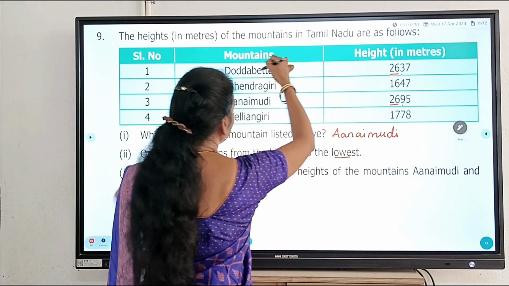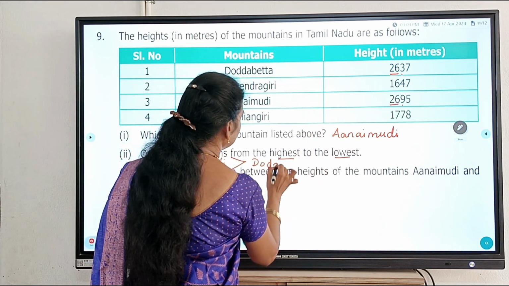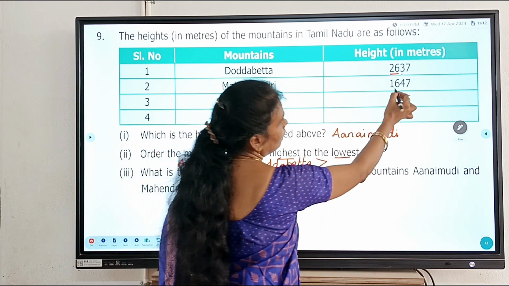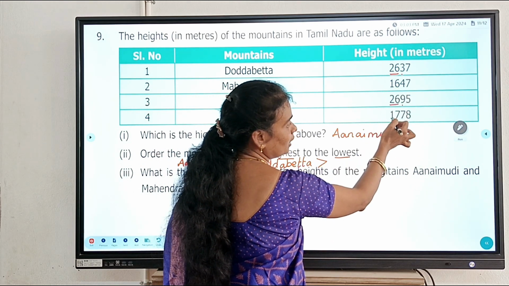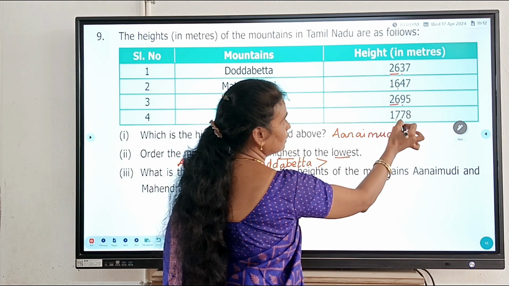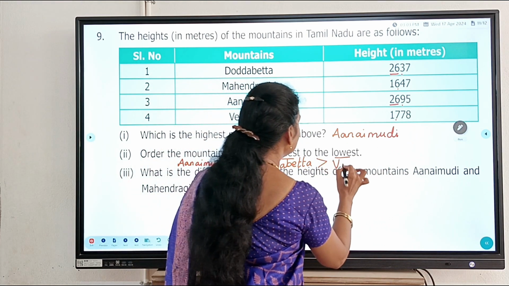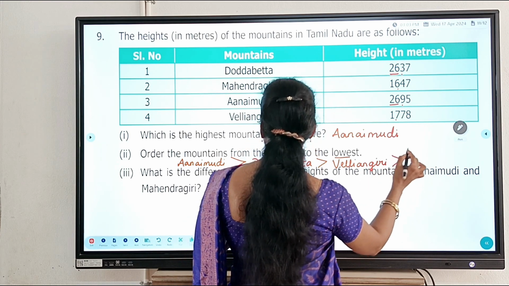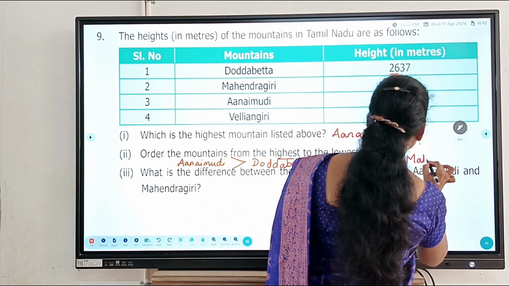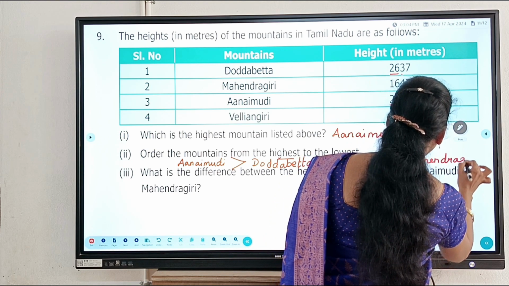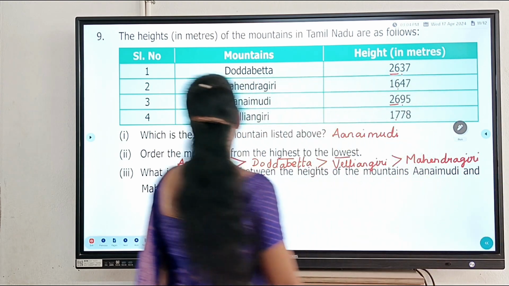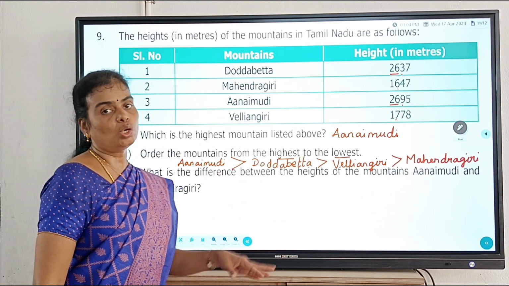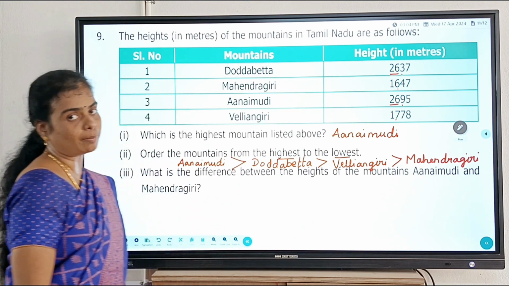Then, next one will be Doddabetta. And the third one, compare these 2 numbers. The first digit is 1 and 1. Second digit is 6 and 7. So, which is the bigger one? Velaigiri. And the last one will be Mahendragiri. So, we have arranged the mountains from the highest to the lowest by seeing the heights from the tabular column.